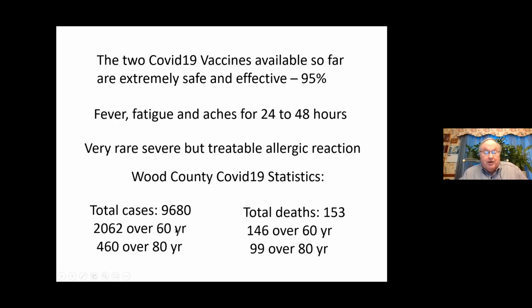2,000 of those cases have been in people over 60, 460 over 80. But of our deaths, we've had 153 deaths from COVID. 146 of those have been people over 60, 99 of them people over 80. In other words, almost 1 in 5 of folks over 80 who became infected died as a result of that infection. And all but 7 of our deaths in Wood County have been in people over 60.